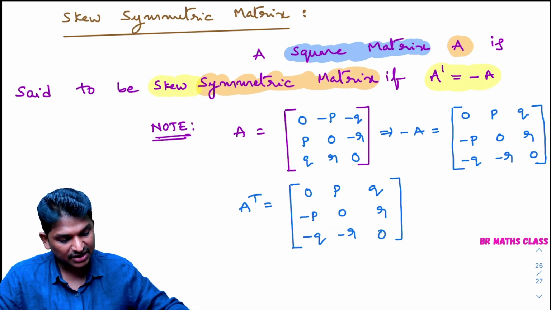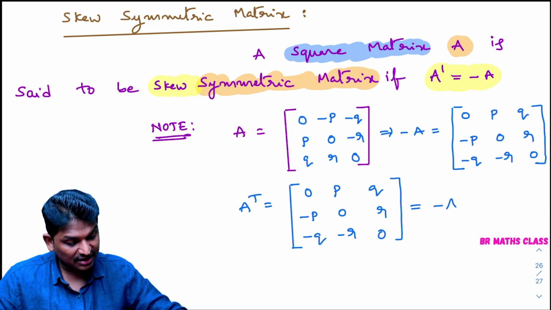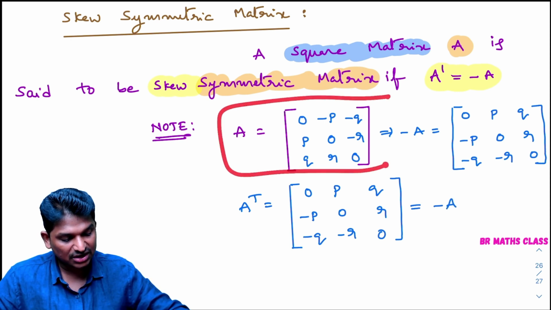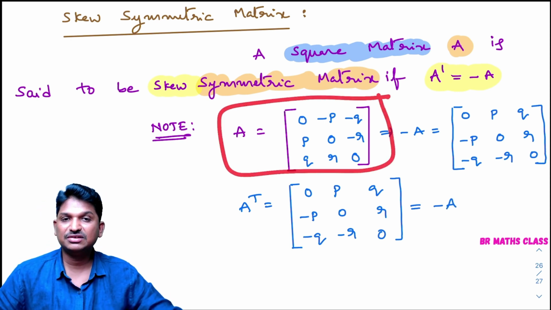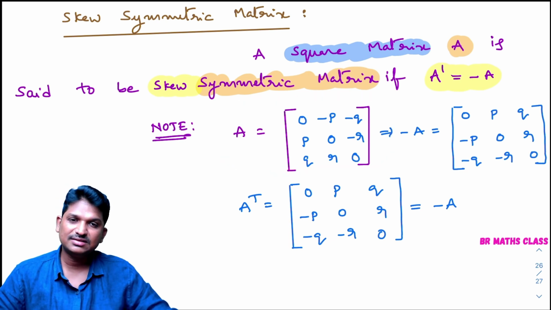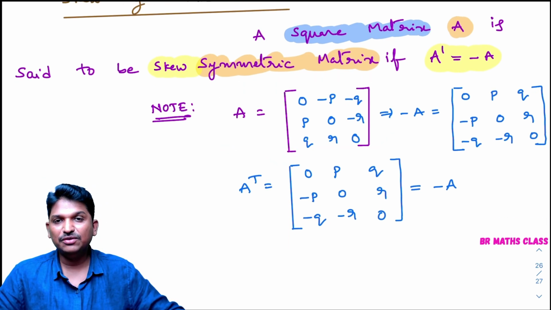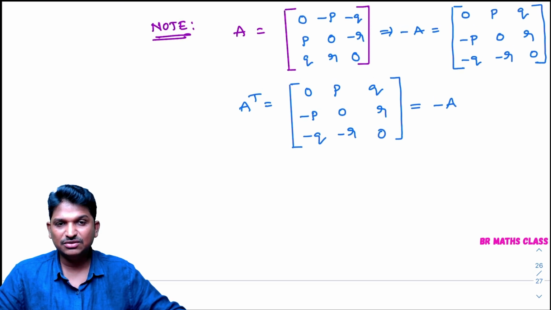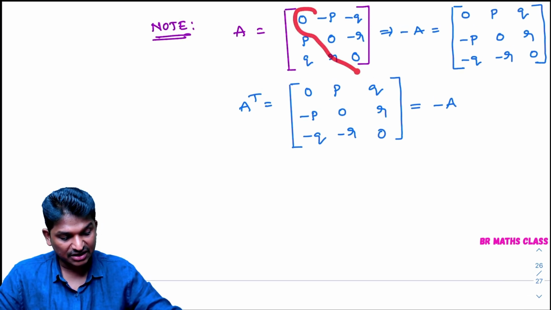What you identified here? You can easily say that this is nothing but minus A. So definitely, what is this? This is the example for skew symmetric matrix. I hope you are all understanding what I am trying to say. While giving an example of a skew symmetric matrix, you consider this point: all diagonal elements are 0.